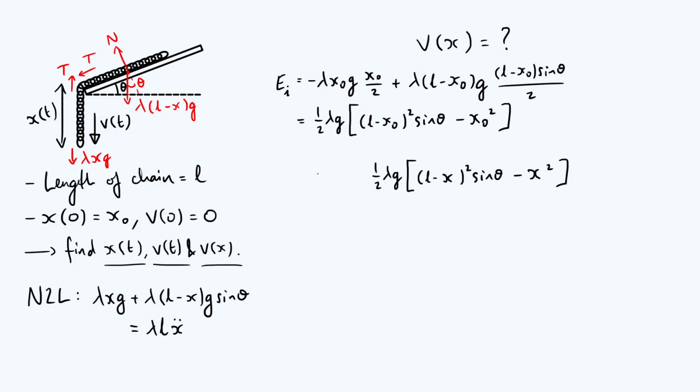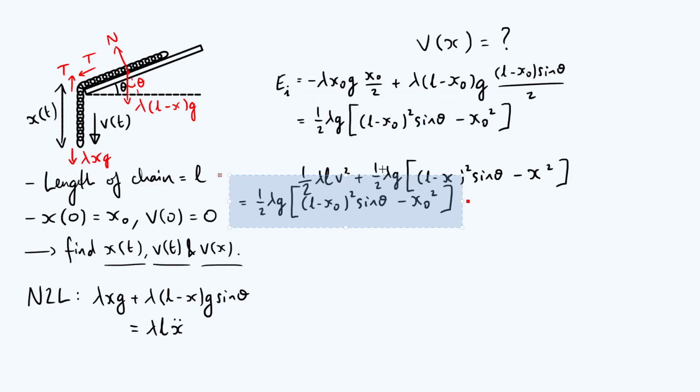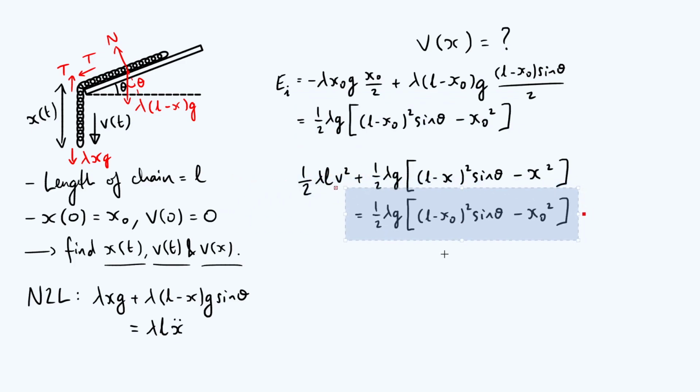I'm going to add on a kinetic energy contribution. Now the whole chain is moving with the same speed because it's inextensible, and so we just get a half m v squared. The mass is lambda L, where L is the total length, times v squared, and we just add that on, and that's our general energy at some arbitrary time. All we have to do then is go back to our original expression and equate those two things.